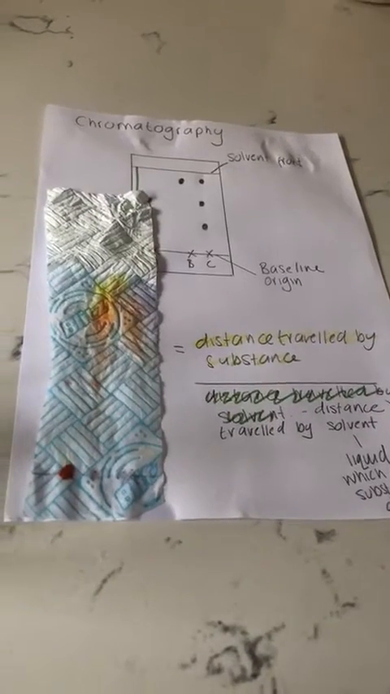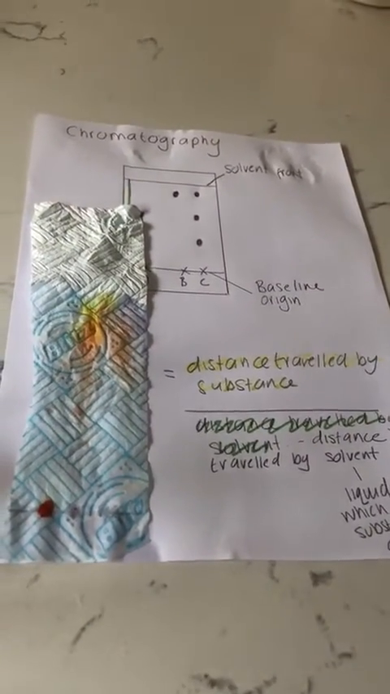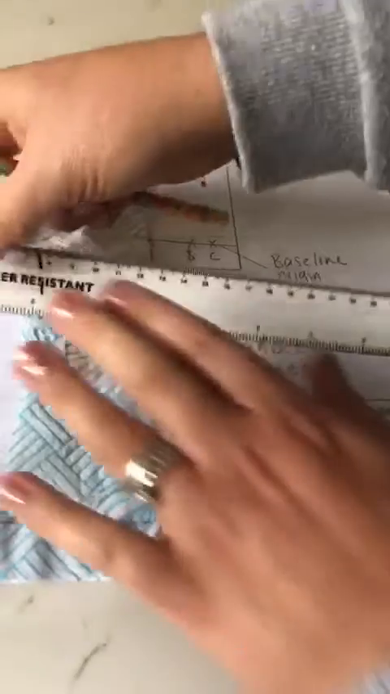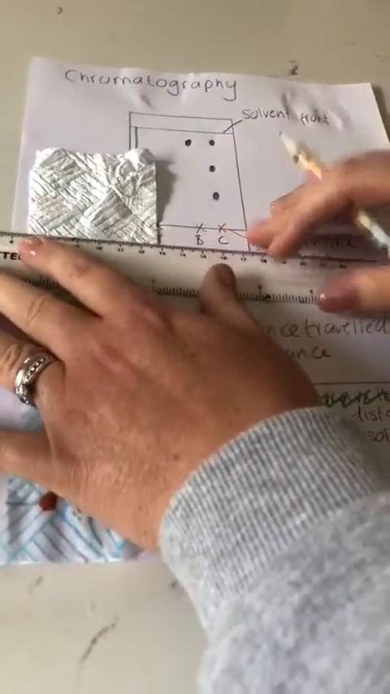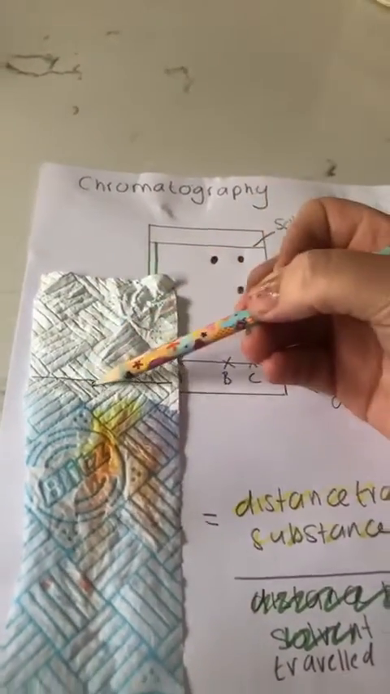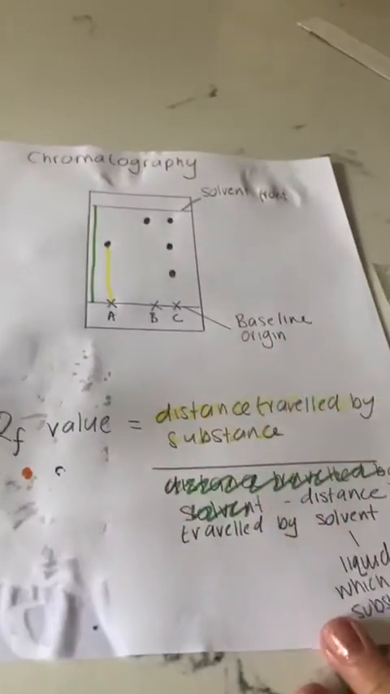So what we're going to look at today is how we actually use this information, this chromatogram, to calculate something called an RF value, which allows us to identify these inks. The first thing we are going to do is draw a line to where the solvent reached, and it reached to here, and this is called our solvent front. So the water actually went up to here.